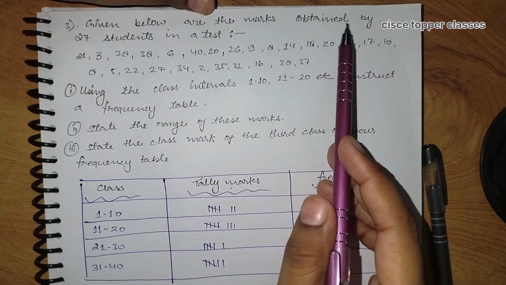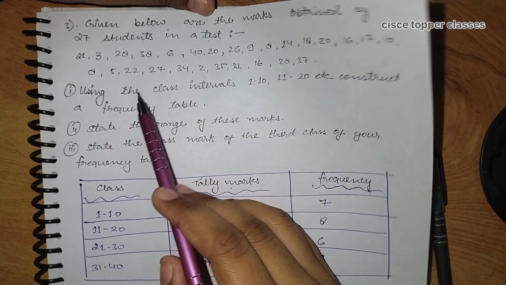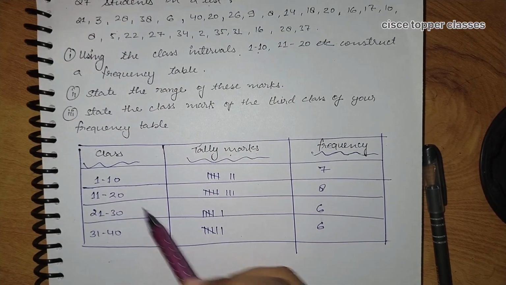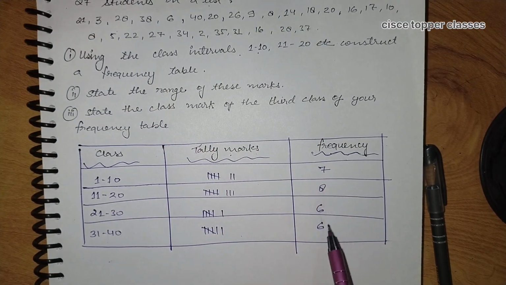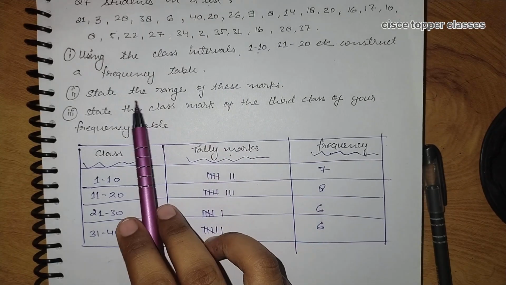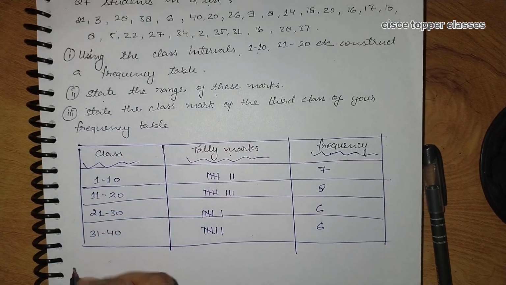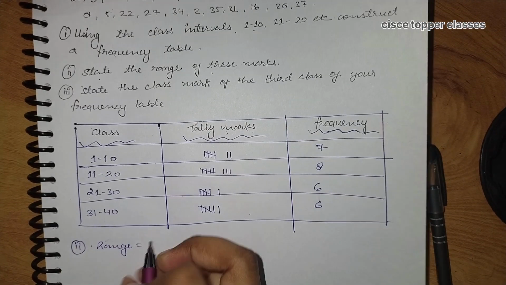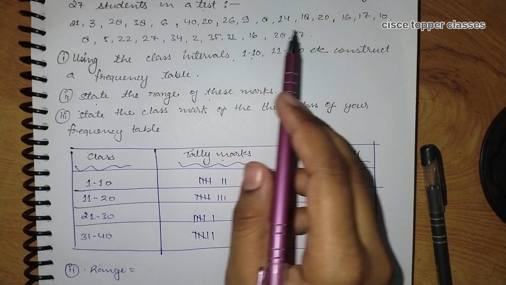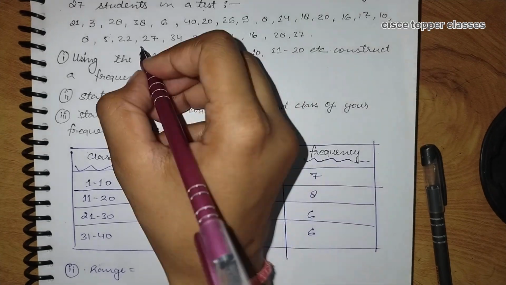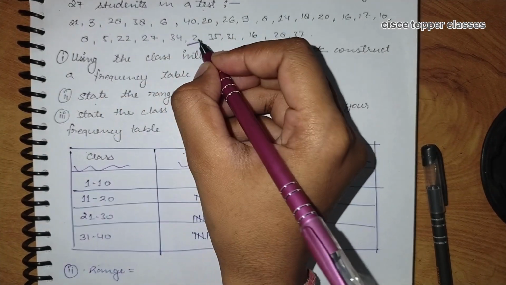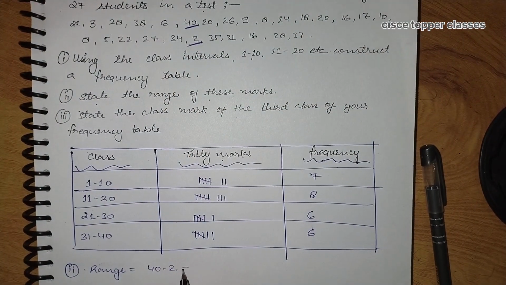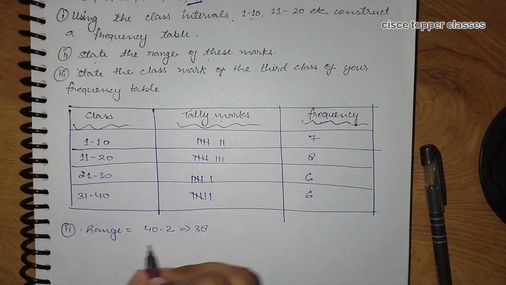Here we have given below the marks obtained by 27 students in a test, using the class intervals 1 to 10. We have drawn here the same thing. The first part, we have drawn the tally marks here, and this is the frequency here. Now the second part is to state the range of these marks. If we want to find the range, we know range we can find by subtracting the smallest observation from the maximum observation. So here the smallest observation we have is 2 and the maximum observation we have is 40 here. So this will be 40 minus 2, so 38 is the range here.